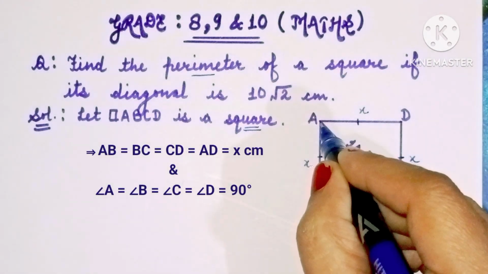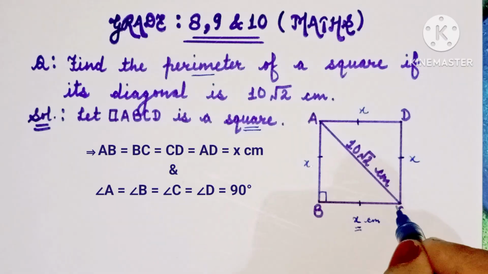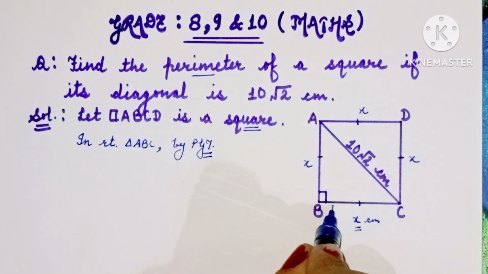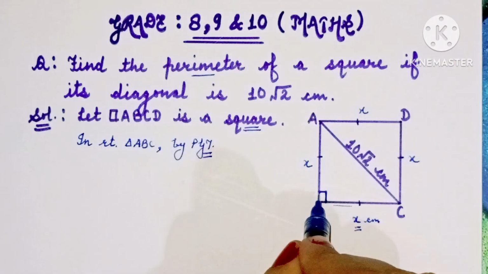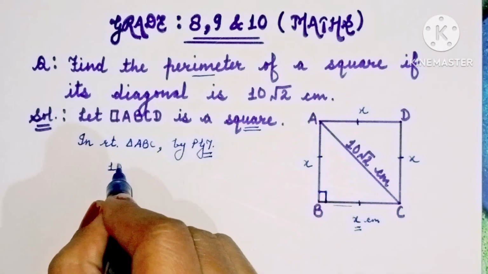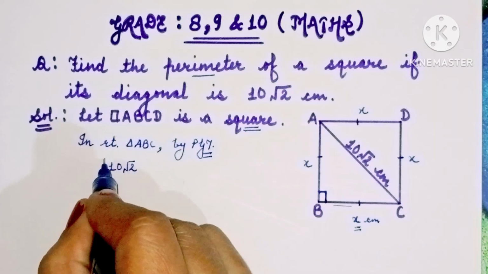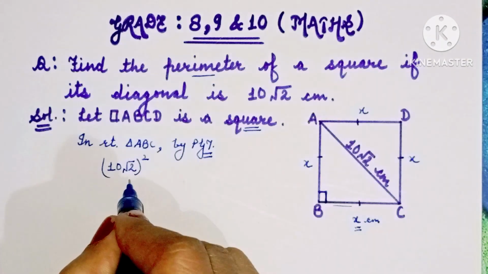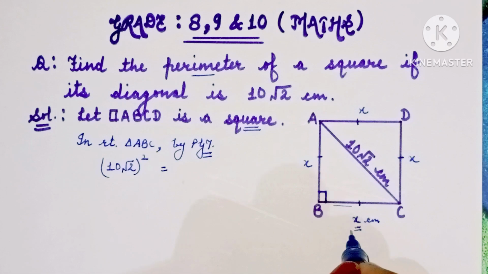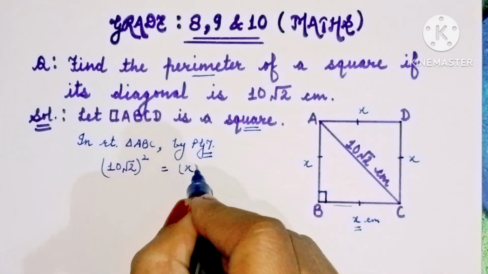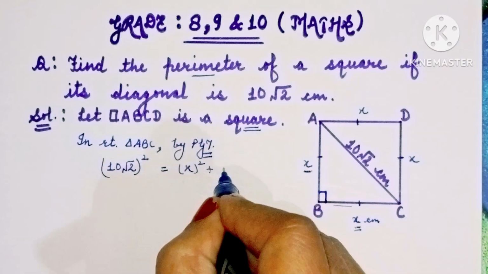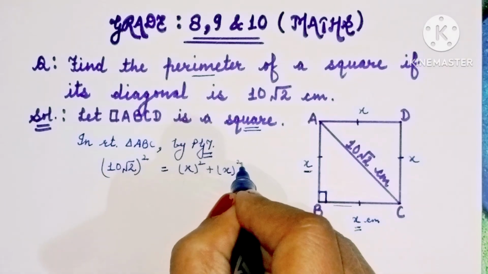So you can say in right triangle ABC, by Pythagoras theorem, hypotenuse square equals base square plus perpendicular square. Now hypotenuse is given as 10 root 2. So write down 10 root 2 whole square. This is the hypotenuse square equals base square. Base is x, so x square plus perpendicular square. Perpendicular is also x, it means again x square.